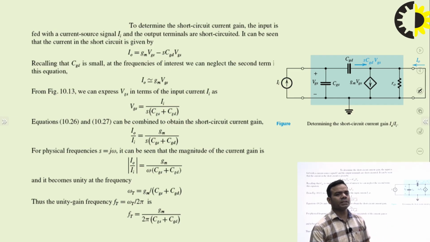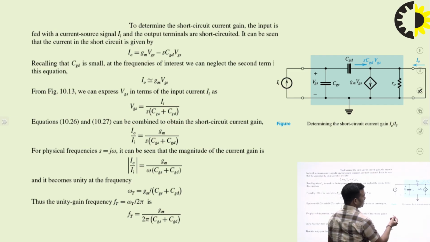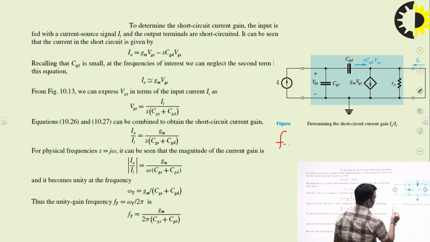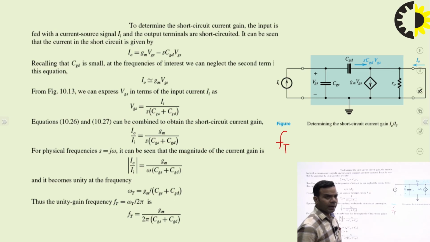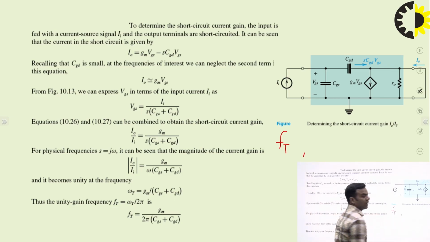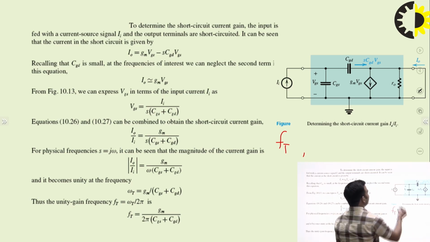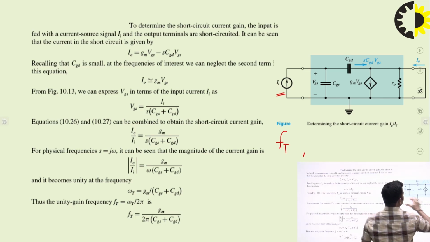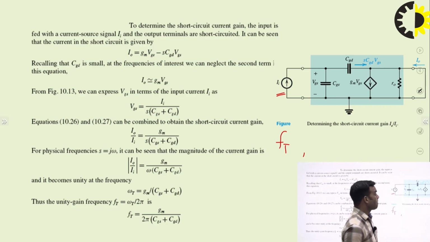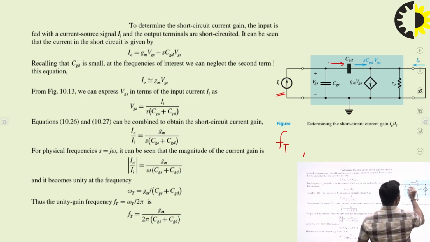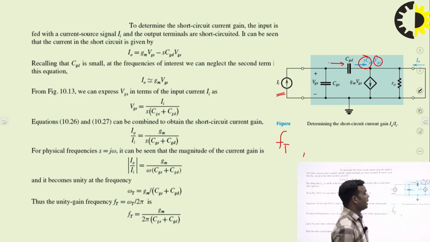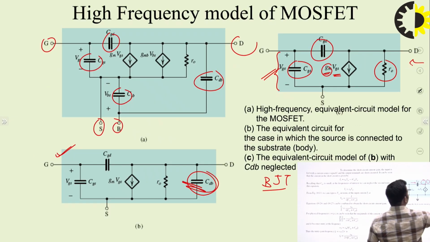Now for its analysis, just like the BJT case, we need to find two parameters. One is fT, the unity gain frequency, and another one is the high cutoff frequency, fH. Let us discuss these one by one. If you concentrate on this circuit, we have considered the input current source Ii, VGS, and everything you can see here very clearly. The current flowing through this capacitor will be VGS multiplied by sCGD, and this is the output current.